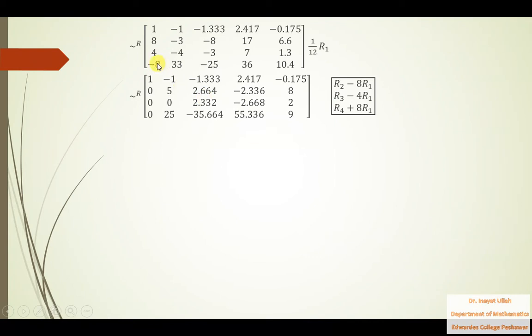Now the last one is, we need to make this element 0. How could we make this element 0? Multiply row 1 by 8 and add it to row 4, since -8 plus 8 becomes 0. So multiplying row 1 by 8 and adding it to row 4 to get 0, all those numbers are obtained using this operation, R4 + 8R1.